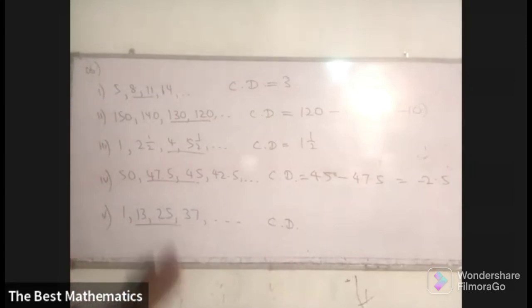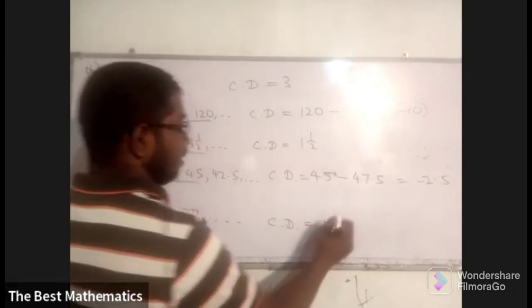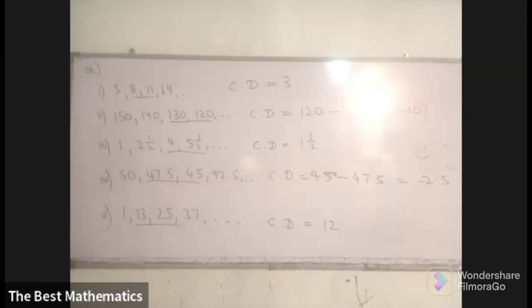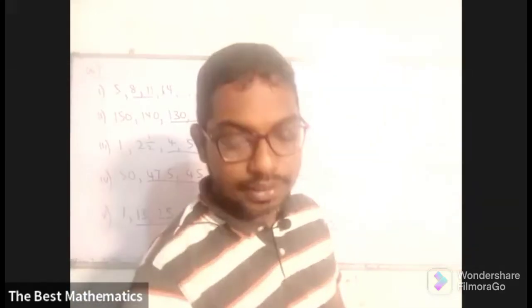Consider two terms. Subtract previous from post. 25 minus 13 is 12. Then here we have to find the common differences of 5 general terms. Check your answers with these general terms.